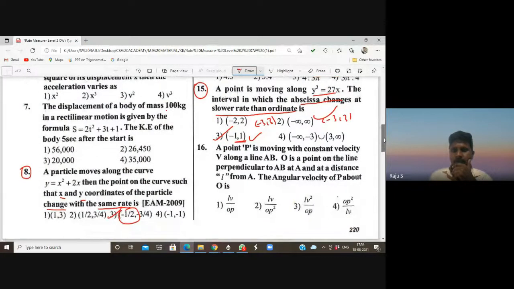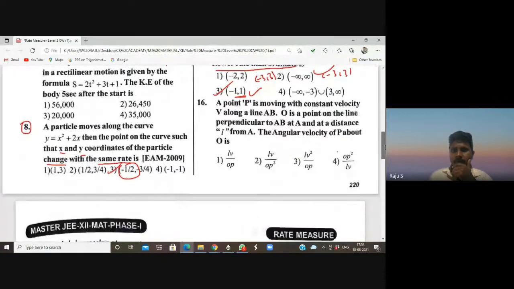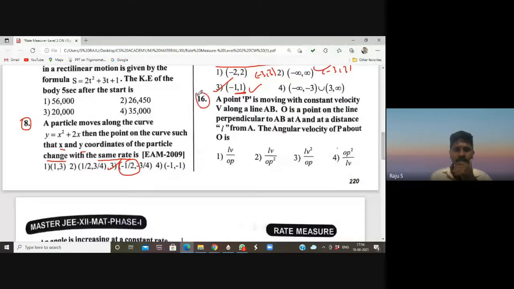So the next question is the 16th one. A point is moving with a constant velocity v along a line AB, and O is the point on the line perpendicular to AB at A and at a distance of L from A. The angular velocity of P about O is.